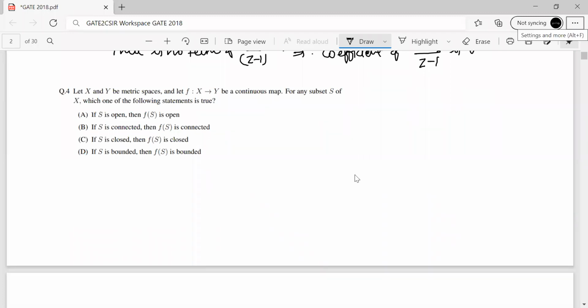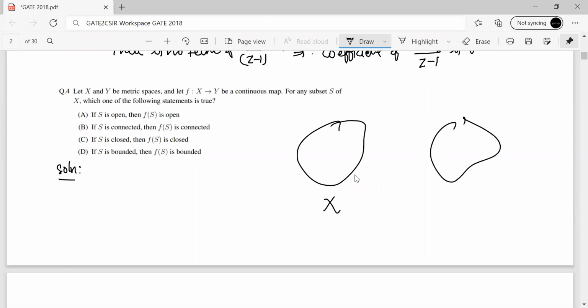And if you look at question number 4, then this is quite obvious and easy. It says that X and Y are metric spaces. Okay, so let's take X and Y to be metric spaces. What it is saying is that f is a continuous map, so f is a continuous map from X to Y. Okay, and for any subset of X, let's take S to be a subset of X, which of the following statements is true? It is saying that if S is open, then f of S is open.